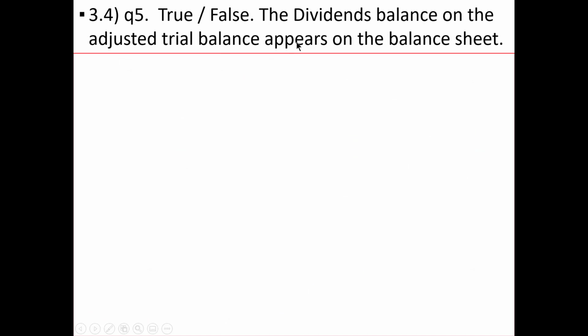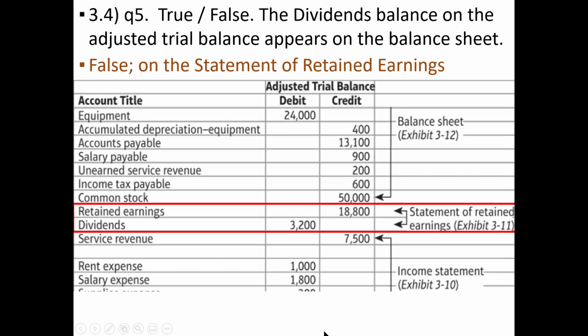Dividends balance on the adjusted trial balance appears on the balance sheet. No, it does not. Remember that dividends ultimately show up on the statement of retained earnings, which is what they're showing you in this exhibit from your book. So when you're looking at retained earnings and the dividends accounts, realize those items should appear on your statement of retained earnings, but they don't yet show up on the balance sheet.